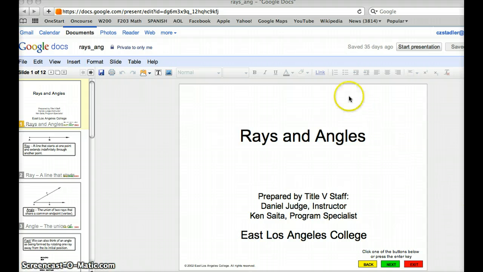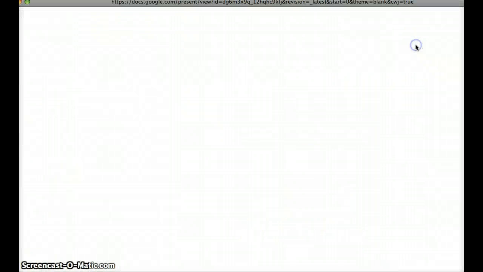To start this case artifact, I found a great Microsoft PowerPoint made public to anyone online, and it is from Google Docs. It's simply a rays and angles PowerPoint, called Rays and Angles, prepared by Title V staff, which is located in East Los Angeles College. So we'll go ahead and start this presentation.